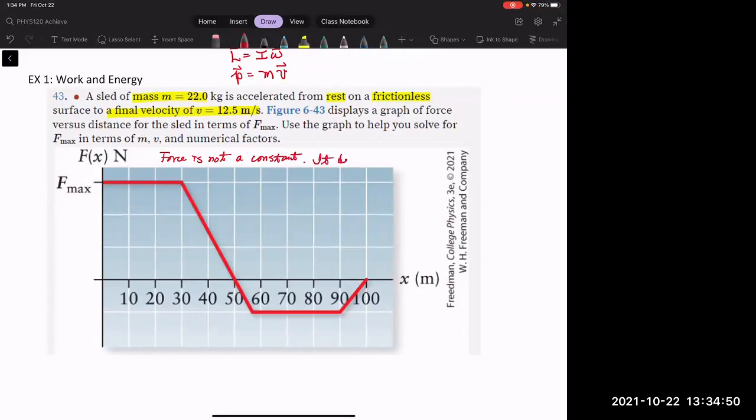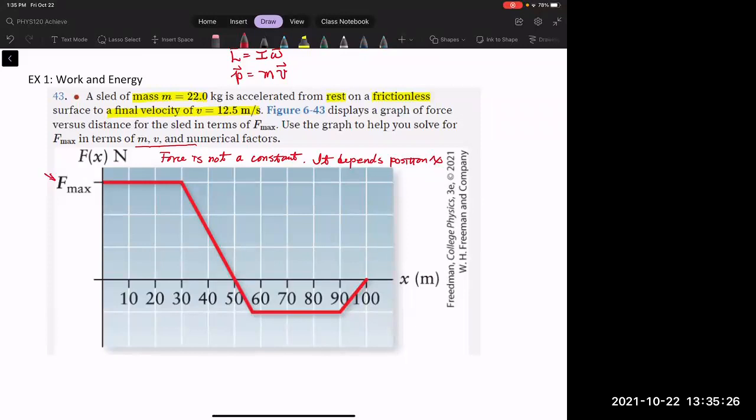It depends on position. So how do we solve this problem? What they are trying to solve for is F max. They ask you, can you write F max in terms of m, which is the mass, v, which is the velocity, and numerical factors?